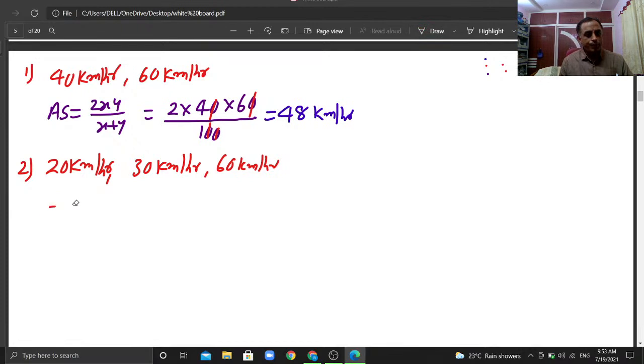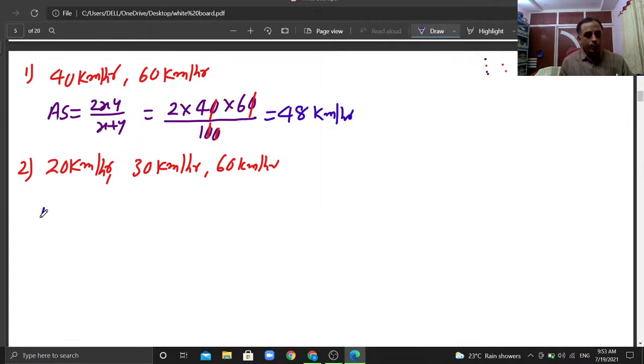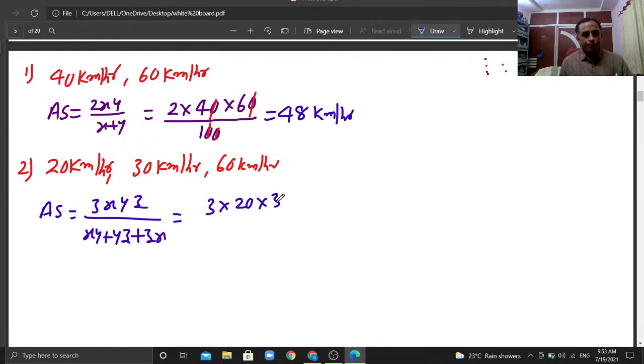If a person traveled 3 equal distances, the average speed is equal to 3xyz by xy plus yz plus zx. It is equal to 3 into x value 20, y value 30, z value 60 by xy plus yz plus zx.